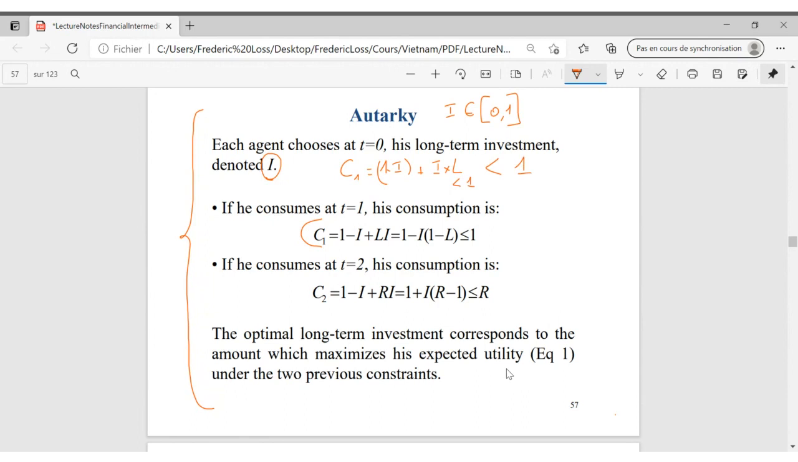But if you go through and consume at t equals 2, then you're going to have 1 minus I, the amount which is stored, plus the return on your long-term investment. Okay, and since R is strictly higher than 1, of course, this is strictly lower than R, and the equality is only possible if and only if capital I is equal to 1. And what you're going to do is maximize your utility taking into account these two constraints.